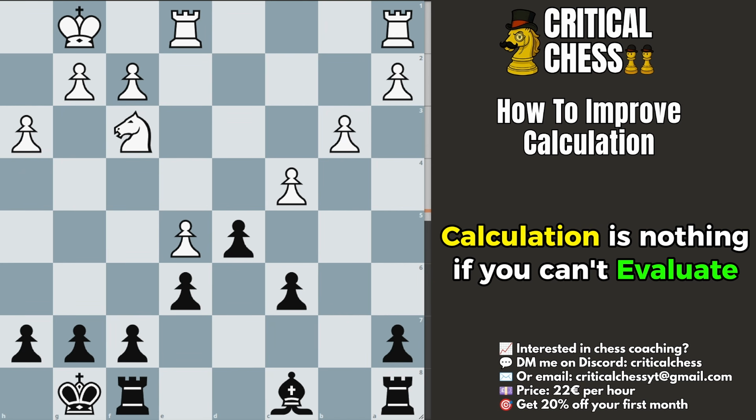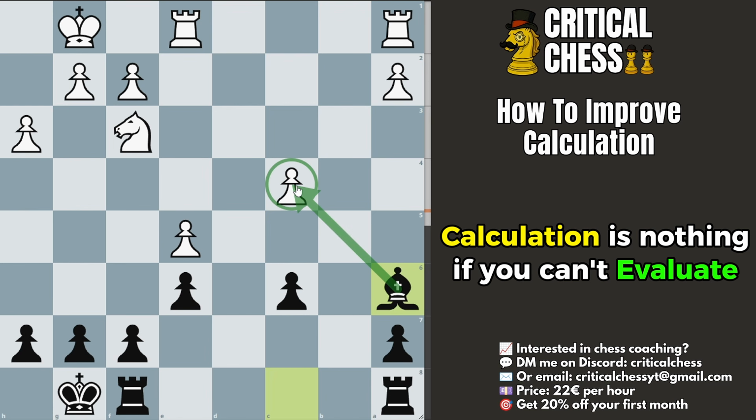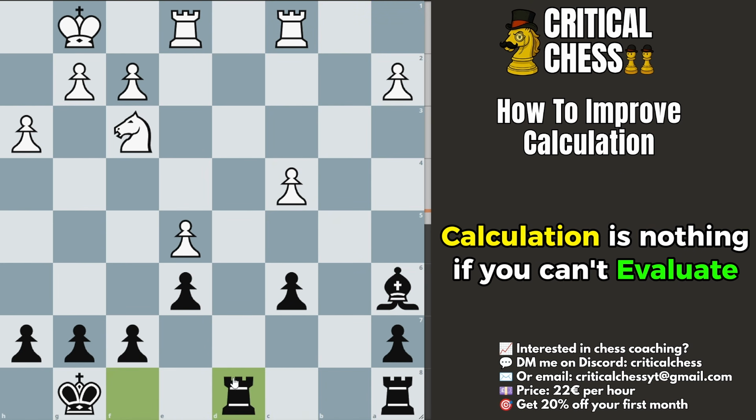So for example, in this position, you can calculate this sequence. You can calculate d takes c4 and then b takes c4 and then bishop to a6 hitting the pawn, rook a to c1, and then let's say rook f to d8, for example. You can easily calculate this sequence right here. It's not a difficult sequence to calculate. All of the moves are pretty simple. But now you need to evaluate the position.